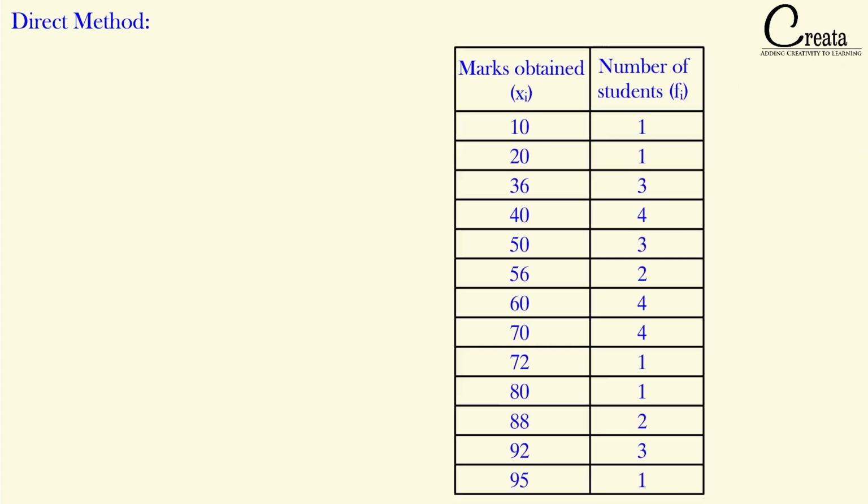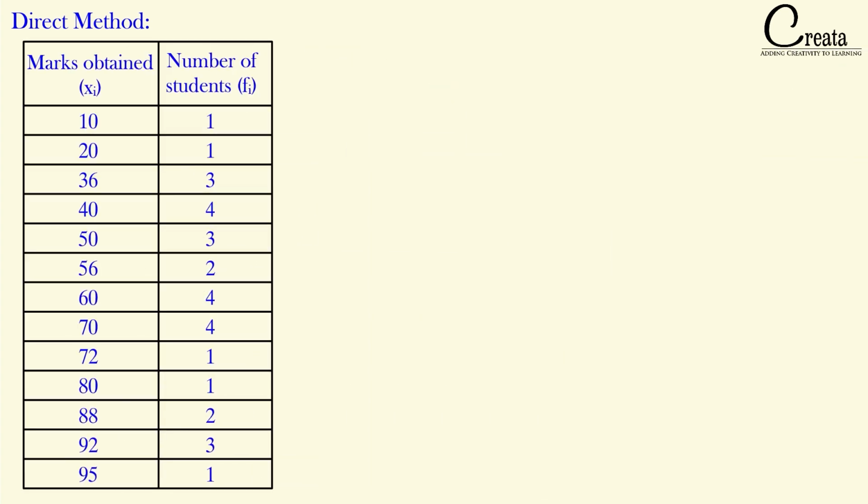So let's again take the same number series, the same number, so that we can compare the result of different methods and see which is the more exact method and which we should use in the different scenarios. So again, we will take the same number series, that is the number of students and the marks obtained. We have to convert this number series into the grouped form.